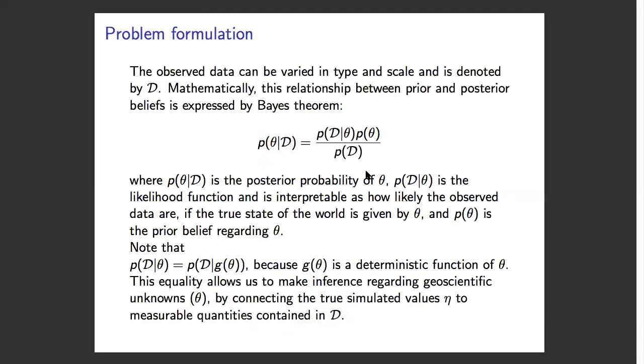And more on the problem formulation, the observed data is known as this fancy D. I don't know what mathematicians call it, but I would just say fancy D now. And this is basically Bayes' theorem: the probability of theta conditioned on the fancy D equals the probability of D conditioned on theta, times the probability of theta, over the probability of the fancy D.